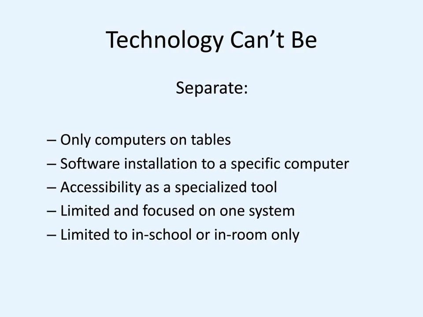Technology can't just be, and this is the way it used to be, only computers on tables and software installed on a specific computer. Accessibility can't be a specialized tool. For example, we have this software installed for you on this computer in this specific room. It can't be limited and focused on one system, and it can't be limited to just in school or just in one specific room when it comes to classroom use.